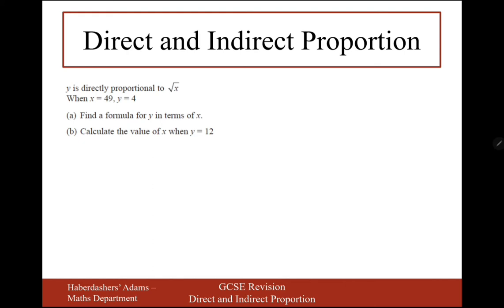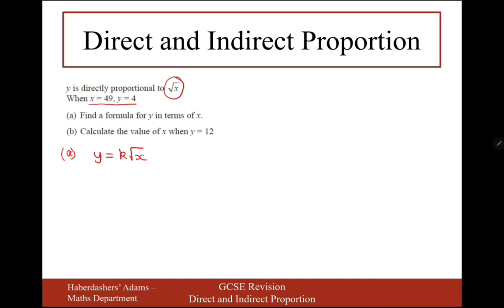Okay, let's get started. So let's first create the formula for part A. Y is directly proportional to the square root of x. So let's create the formula. Y equals k for the scale factor of proportion, and then it says the square root of x. So I'm going to put square root of x. The k is always going to remain outside of any squaring, cubing, cube rooting, square rooting, etc.